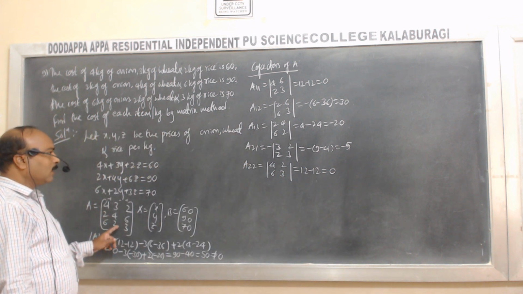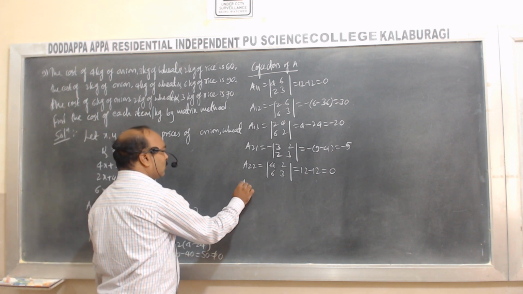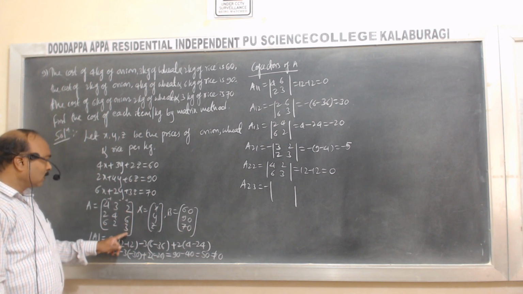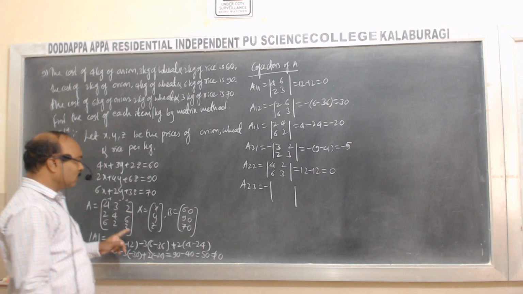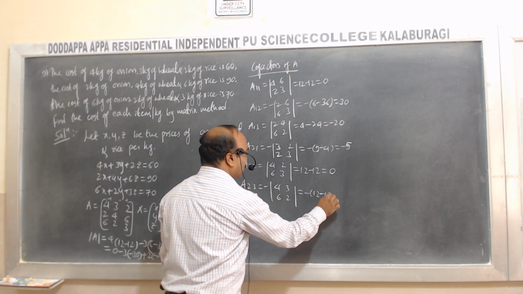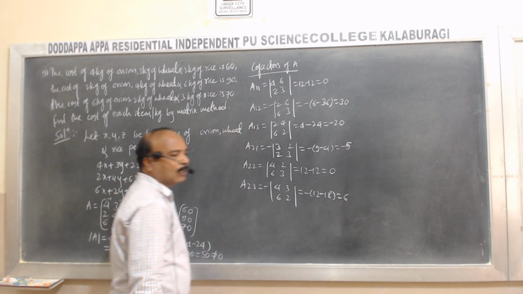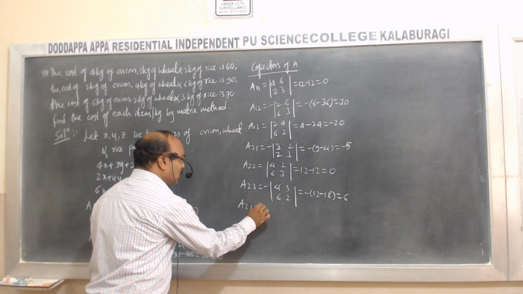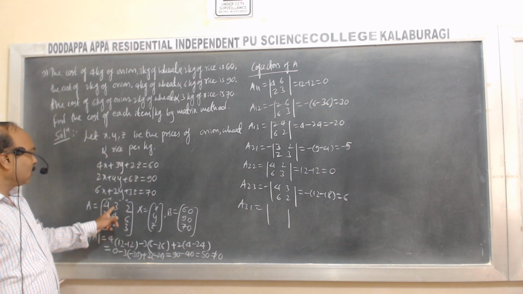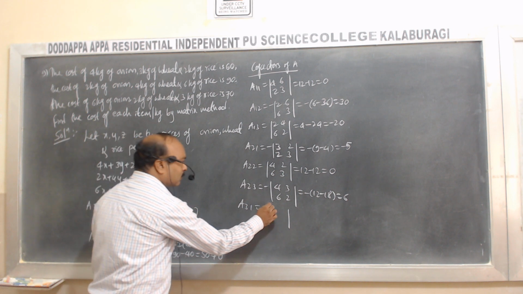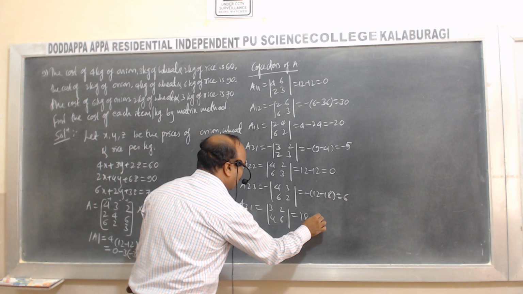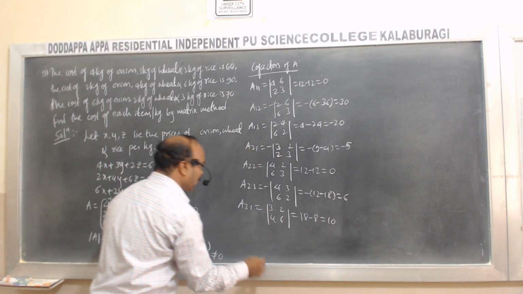Next we go for A23, it is minus of determinant again. Now deleting this column and this row, we get 4, 3, 6, 2. So it is minus of 12 minus 18, it is 6. Next A31, determinant of deleting this column and this row, you get 3, 2, 4, 6. So it is 18 minus 8, it is 10.